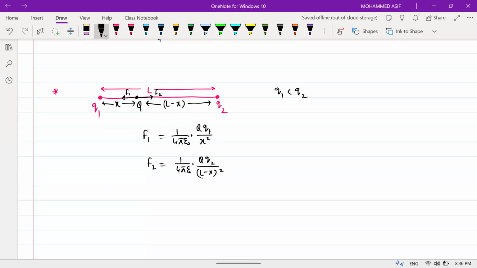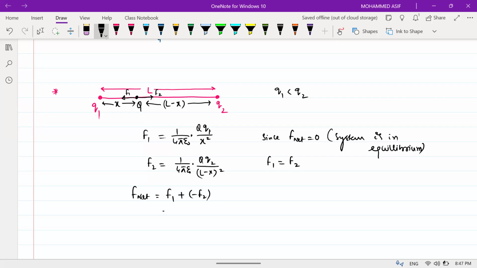Isn't it? Since net force is 0, F1 must be equal to how much for me? F2. Since F net is equal to 0, that means the system is in equilibrium. Whenever we use the word equilibrium, that means the net force acting on the system is 0. Like we write: F net is equal to, for the given diagram, F1 plus minus F2. So it will be F1 minus F2, and F net is 0. Therefore, we are getting F1 equal to F2.